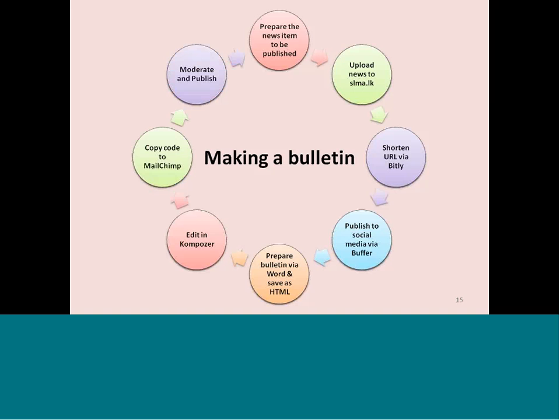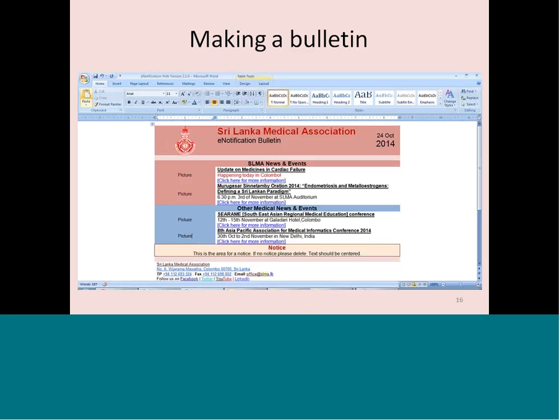I'd just like to show you in pictures how interesting and how simple the method is that we have made to simplify this e-notification bulletin. First of all, you can see this is basically a Word document, and we have made this sort of frame for the Sri Lanka Medical Association e-notification bulletin. On the left side is the thumbnail picture, on the right side are some news items. We have top news for SLMA, and a bottom area for medical news and notices. So this is first made and then saved in HTML format.